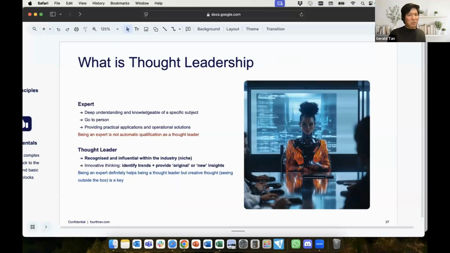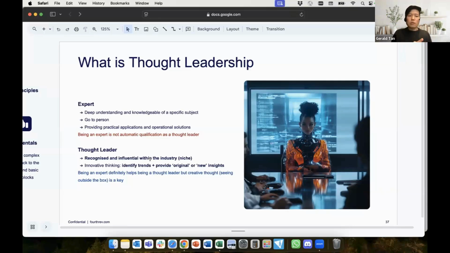Let's just be really clear what thought leadership is. If you are someone who has great understanding, super knowledgeable of a very specific subject, you are the go-to person for it. And you are the one that's providing practical applications, solutions. I'm sorry, you're merely an expert. And it doesn't automatically qualify you as a thought leader, because what you need to do as a thought leader is you have to be recognized and really influential within the wider industry or your niche. You can be a thought leader within your niche, but you need to be the leading voice in that niche.